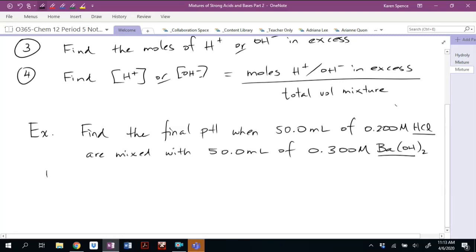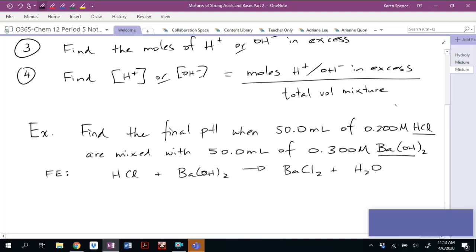We could write the entire formula equation for this. Formula equation, HCl plus Ba(OH)2 gives us BaCl2 plus H2O. And of course, we would have to balance it. Balancing this, we would need to have 2 chlorides, and so over here we're going to put a 2 in front of our HCl. And we would need to have 2 hydroxides to balance the 2 hydrogens. And that means we're going to end up with 2 waters as well.